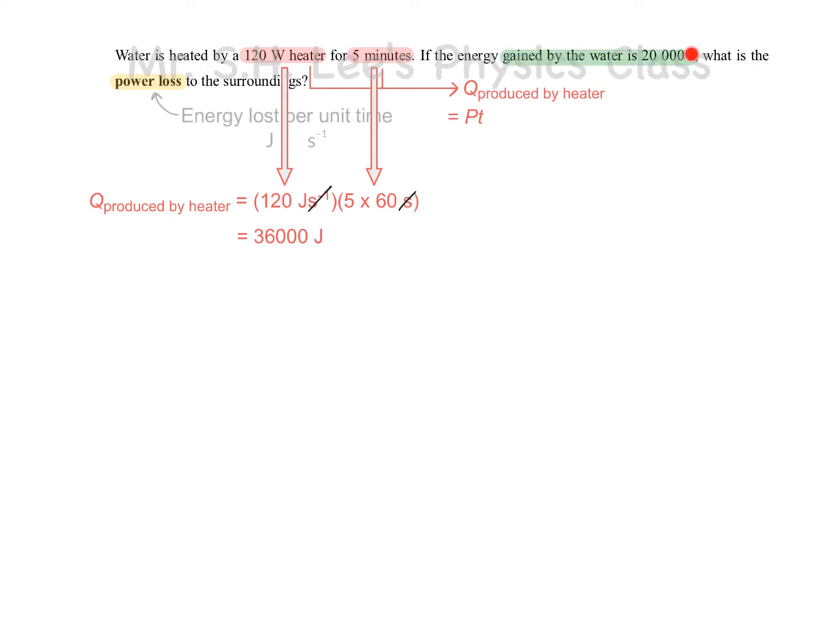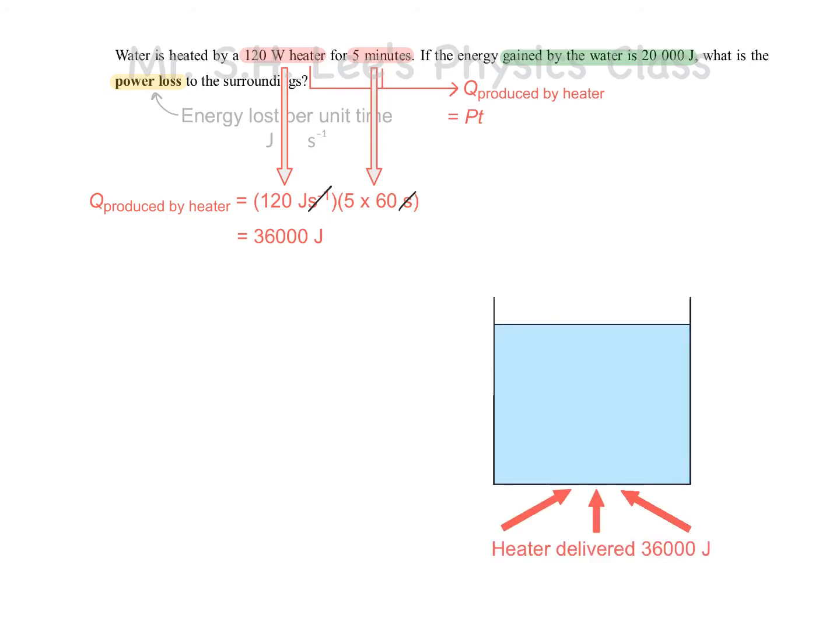The water just gained 20,000 joules of energy, which is way smaller than the amount of energy produced by the heater, 36,000 joules. So this is how you picture it. There's a tank of water and the heater delivers 36,000 joules of energy into the water, yet the water takes only 20,000 joules of energy. Then where goes the 16,000 joules of remaining energy?